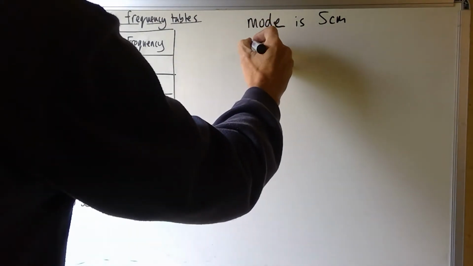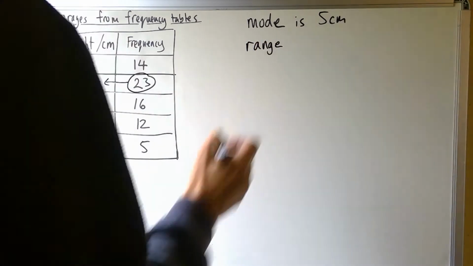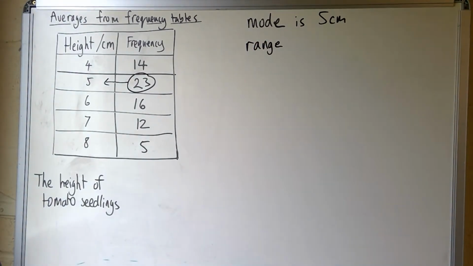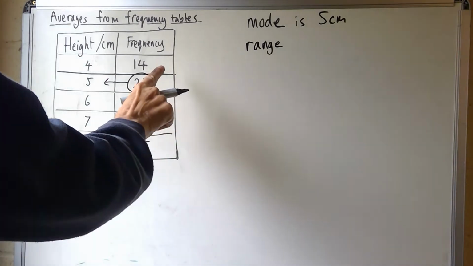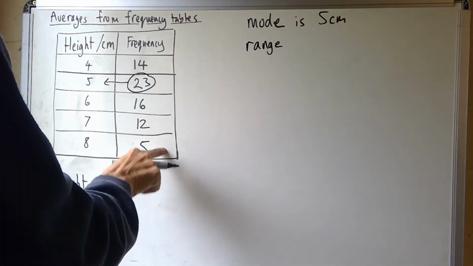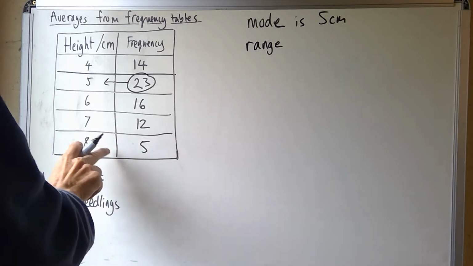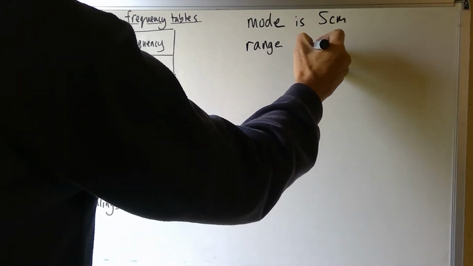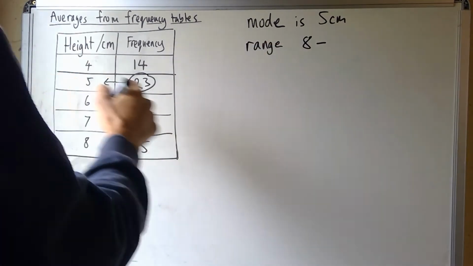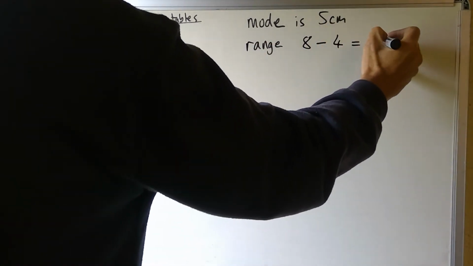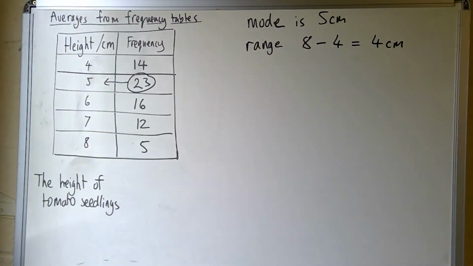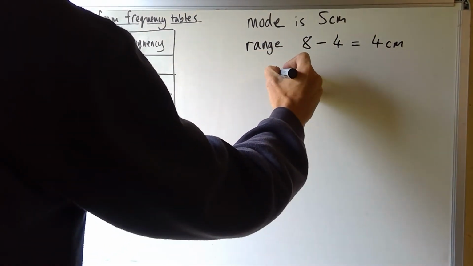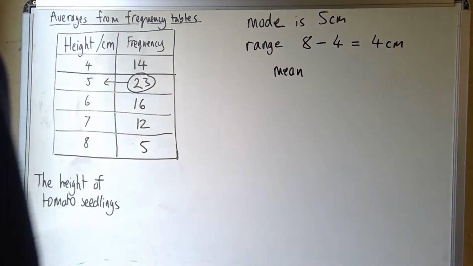The range is the difference between the smallest and the largest. A really common mistake here is to do 23 take 5, but these are the frequencies. We're interested in the range of the size of the plants. The tallest plant was 8 centimeters, the smallest plant was 4 centimeters, so the range is 4 centimeters. Hopefully that makes sense.